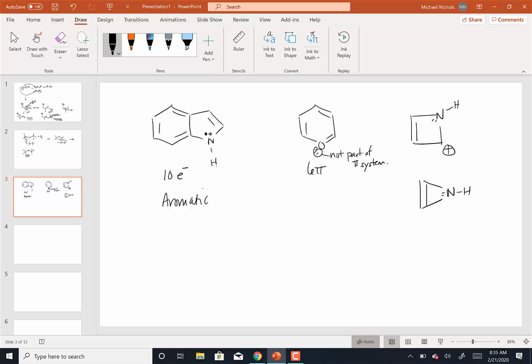Anti because you have 4n. Well, it would be anti, and then I would have a resonance structure that would look like this. Right, because what I would do then is give the nitrogen the plus charge. So I could have that resonance structure because I could take the pair of electrons on the nitrogen and use it to form a double bond. Either way, that molecule would be anti-aromatic.